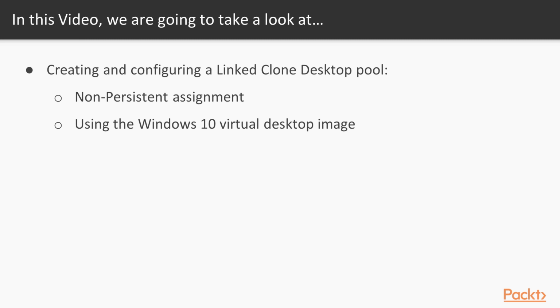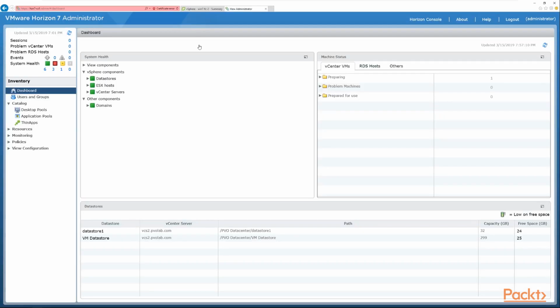So in this video we're going to create a desktop pool which will use a linked clone image of the Windows 10 Gold image. The pool will have a non-persistent assignment, meaning the user will not own their own desktop, and instead the user will receive a random desktop from the pool when they log in each time. So now we're going to create our Windows 10 virtual desktop machine pool. And this time, as we said, we're going to create a non-persistent pool and we're going to use linked clones to build the desktop images from.